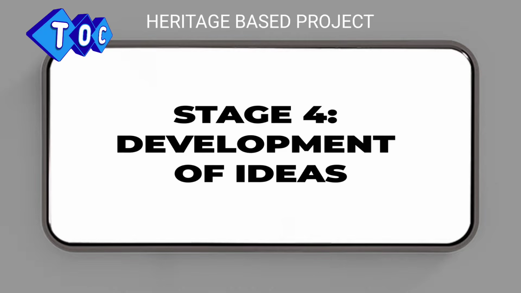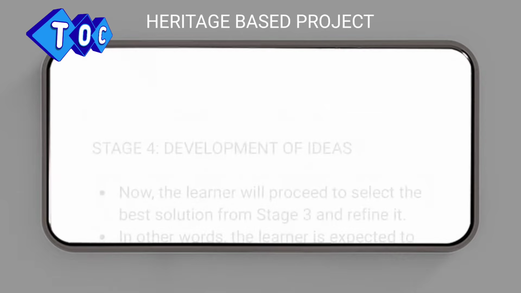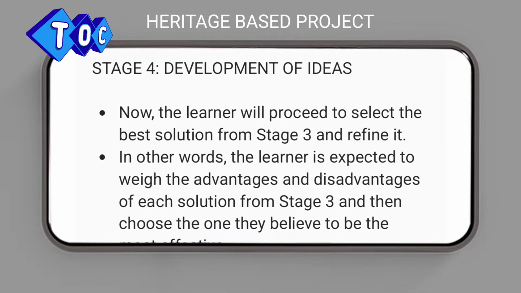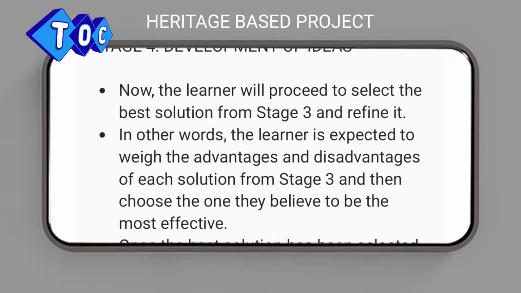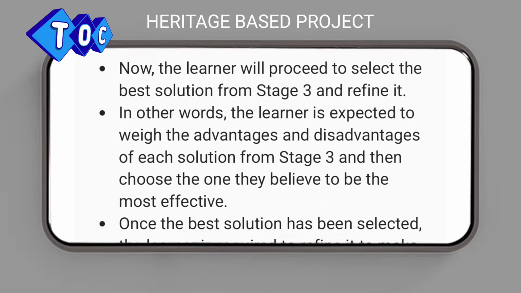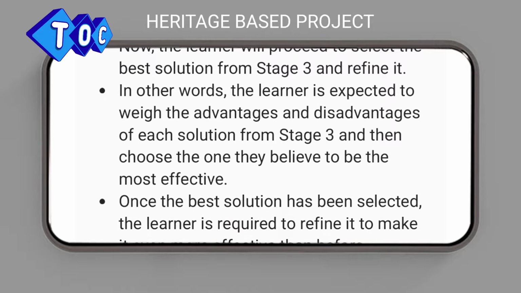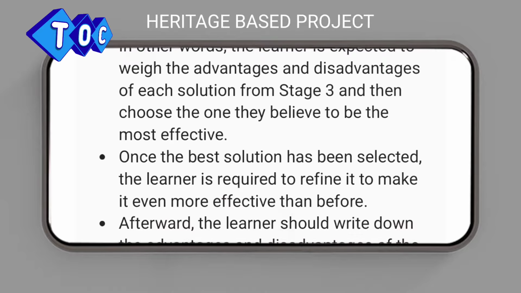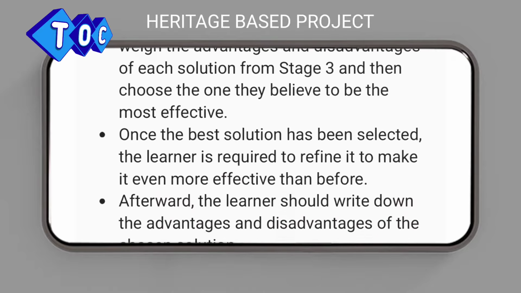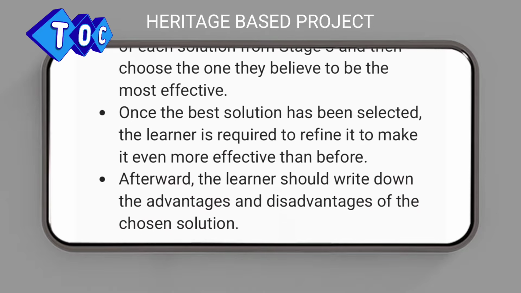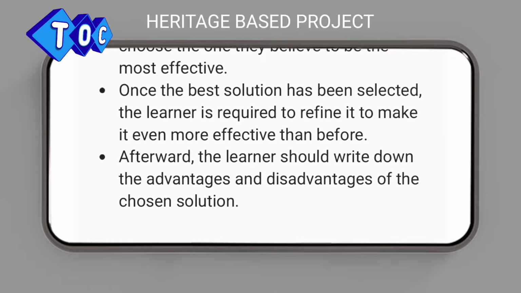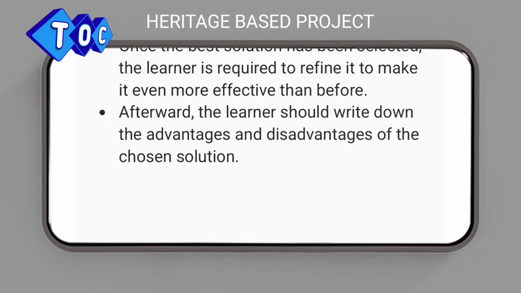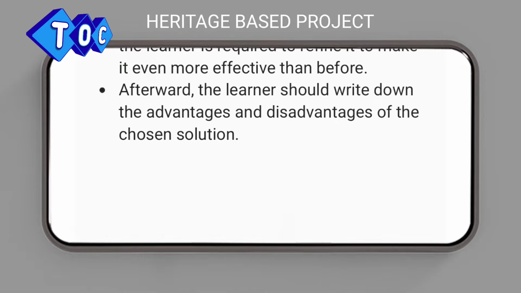Stage 4, development of ideas. Now the learner will proceed to select the best solution from stage 3 and refine it. In other words, the learner is expected to weigh the advantages and disadvantages of each solution from stage 3 and then choose the one that he or she believes to be the most effective. Once the best solution has been selected, the learner is required to refine it to make it more effective than before. Afterwards, the learner should write down the advantages and disadvantages of the chosen solution.